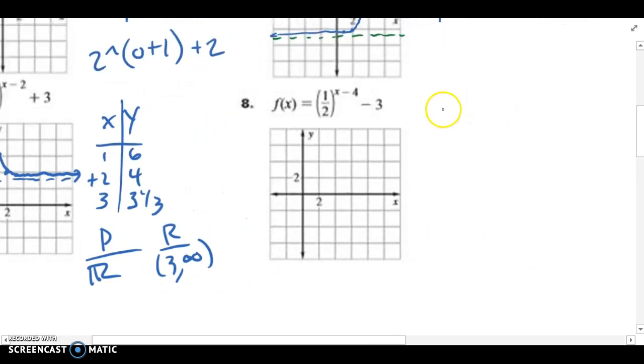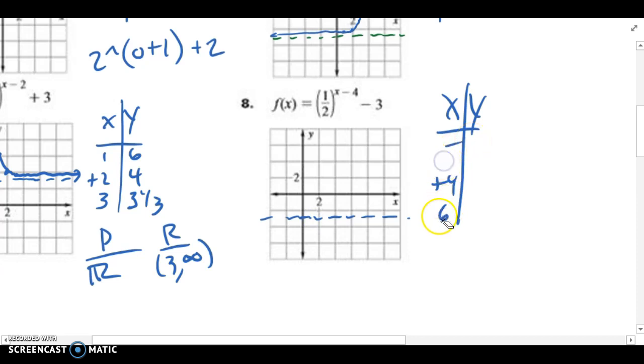Our next one here, we have an xy table and our invisible asymptote here at -3. We're going to write +4, and we're going to go up and down 1. So let's do that correctly. So up 1 and down 1.